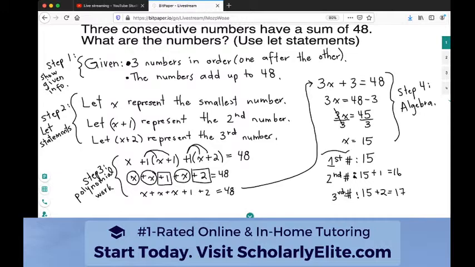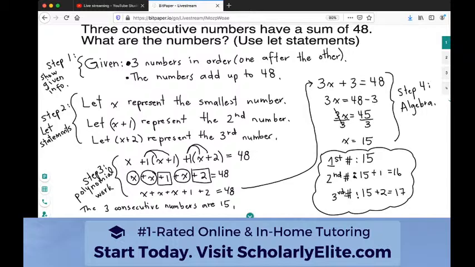Excellent. Wonderful. Okay, you guys. So this is that. And then because this is a word problem, you would answer this in a sentence. So you would say the 3 consecutive numbers are 15, 16, and 17. Alrighty? Numbers are 15, 16, and 17. And then if you're not sure of your answer, you can always plug it back in to check. But that's okay, we don't need to do that right now, because I know this is right. So this is the answer.